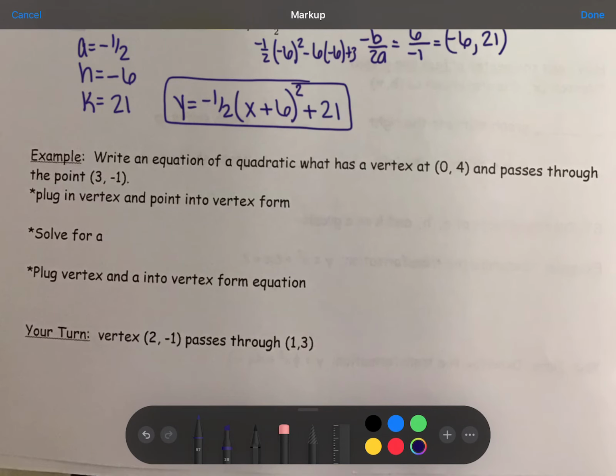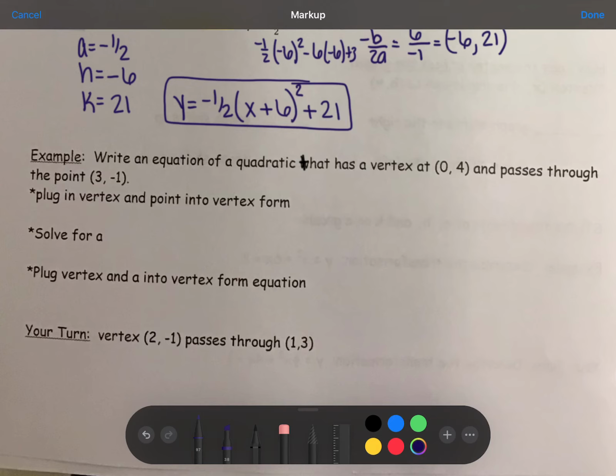All right, here's an example. We're going to write an equation of a quadratic that has a vertex. There's a typo there. Of a quadratic that has a vertex. Let me fix that. That's going to bother me. That has a vertex at 0, 4 and passes through the point 3, -1.